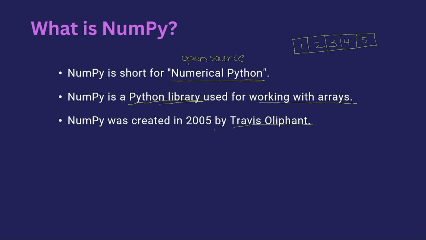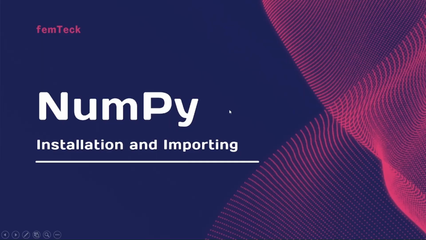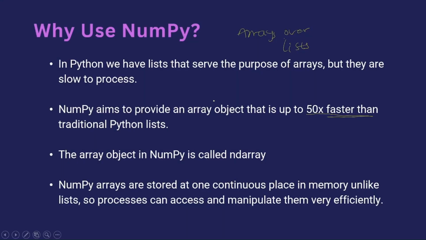Now the question is, why use NumPy? In Python, we have lists, but we choose arrays over lists because arrays are 50 times faster than lists. Because in arrays, the elements are stored in a continuous place in the memory, so we can access and manipulate them very easily. Here, NumPy creates an array object, which is called ndarray.